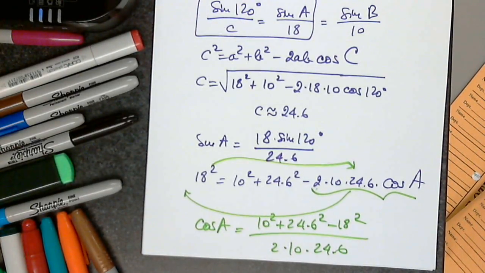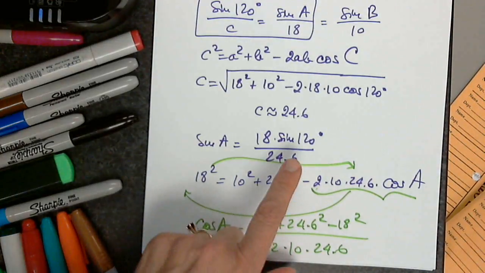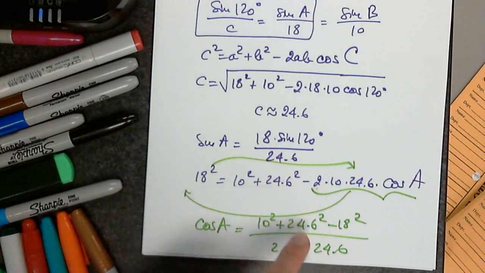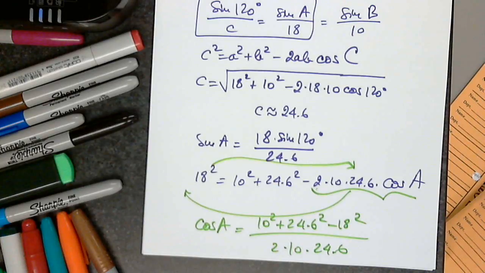So now let's plug into the graphing calculator. I'm going to plug in both so I can show you that angle A will be the same, no matter which avenue you take. So 18 times sine 120, and divide the whole thing by 24.6. So I get this.